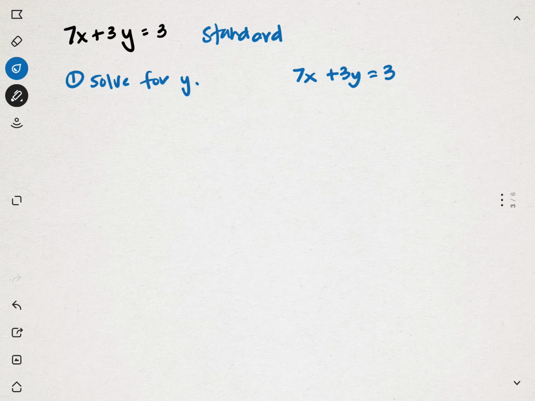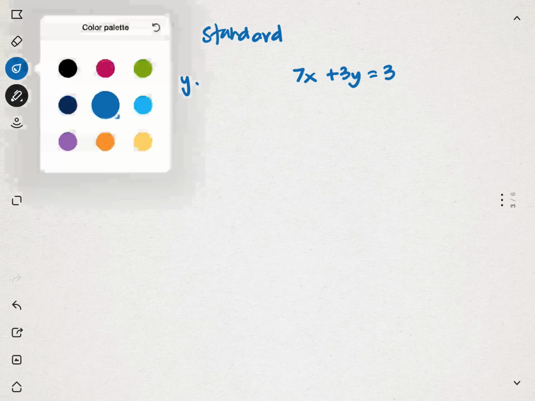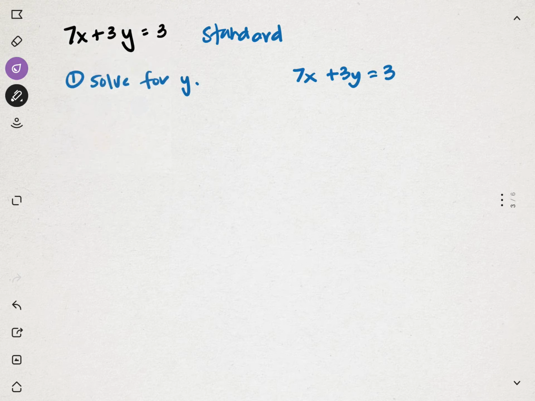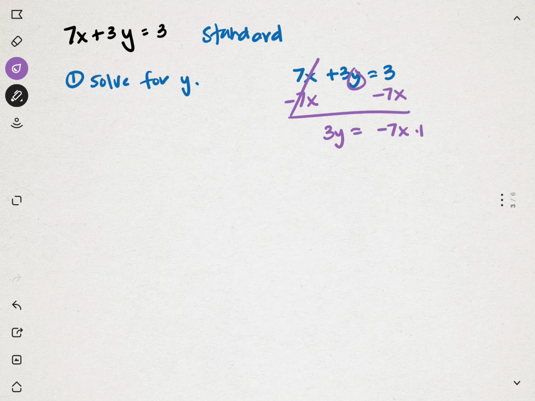So in order for us to solve for y, let's highlight the y. Alright, we're going to get rid of everything around it. So the first thing is we're going to do our addition and subtraction. So we're going to subtract our 7x from the left side. 7x minus 7x is 0. That's perfect. It moves out of the left side and goes to the right side. So we have 3y equals negative 7x plus 3.